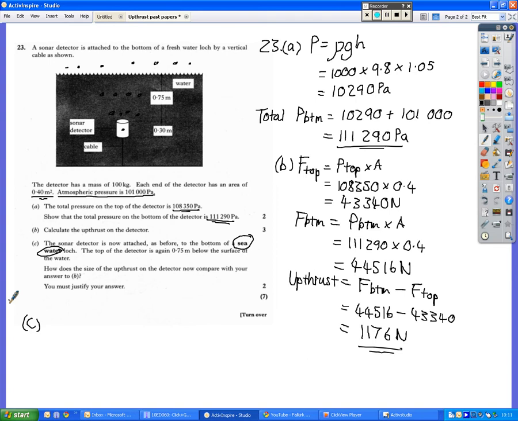Well, what's changed here? The only thing that's changed is the density. The density of seawater, it's got lots of salt in it in addition to the water, so there's more particles there, so it's greater than the density of fresh water. So that's going to make the upthrust greater. Upthrust is greater because density has increased.